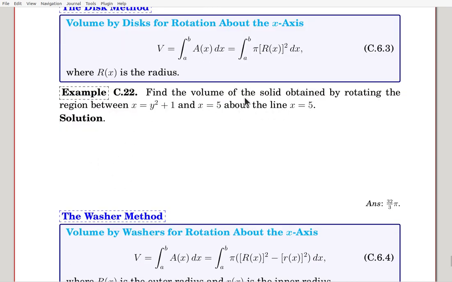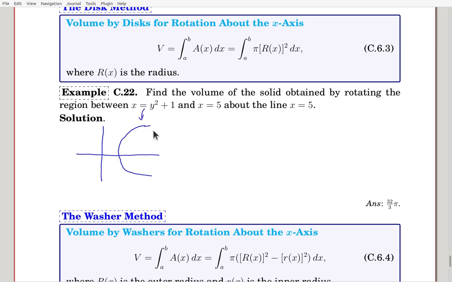Find the volume of the solid obtained by rotating the region between x equals y squared plus 1 and x equals 5, rotated about the line x equals 5. Let's try to visualize to understand the problem. There is the y-axis and this is the x-axis. Now here, x is y squared plus 1. The curve is given in this way, like that. Okay, that is the curve.